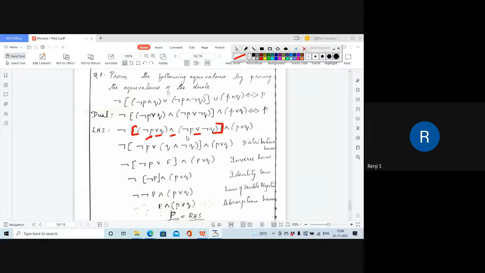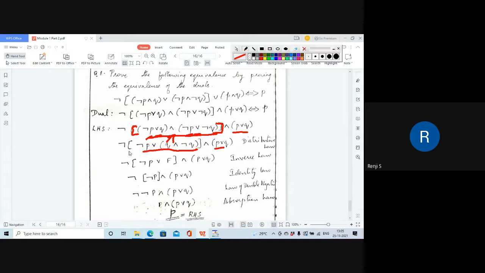The first variable is the same, here you have not P, here also not P, the other Q and not Q, we are not bothered. So applying the distributive law to this section, you get not P or Q and not Q. Then the rest of the part is written as such, and the negation here also is written as such. What is Q and not Q? You can use the inverse law and solve Q and not Q as F.